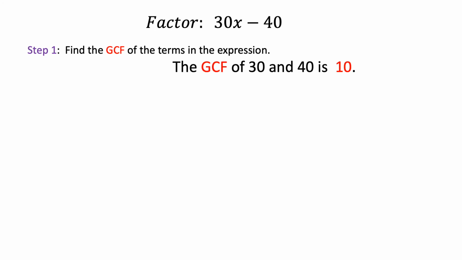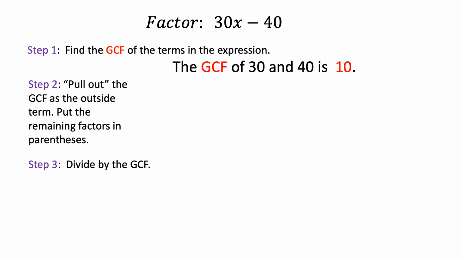Here's another example. Let's factor 30x minus 40. We start by finding the greatest common factor of 30 and 40. The greatest common factor is 10, so we pull out the GCF as the outside term. In parentheses, we're going to find the terms that make the equivalent expressions.